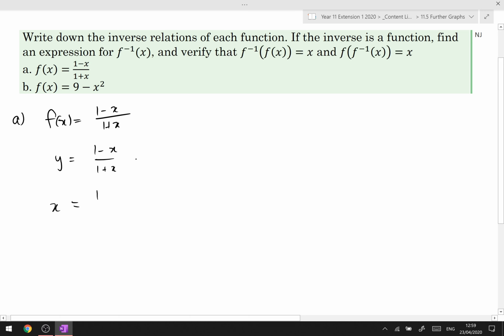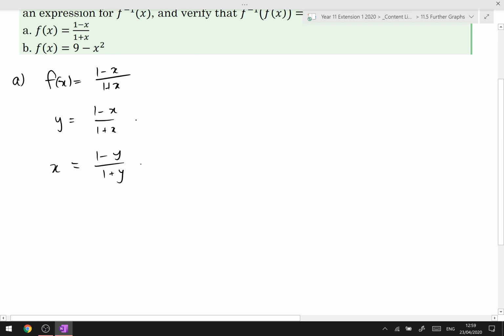Now I would suggest that you pause and have a go at trying to solve this for yourself, doing some algebraic manipulation. But if you just want to watch how it's done, we're going to start off by multiplying everything by 1 plus y. That gives me x lots of 1 plus y is equal to 1 minus y. Then I'm going to expand the left-hand side, which gives me x plus xy is equal to 1 minus y.